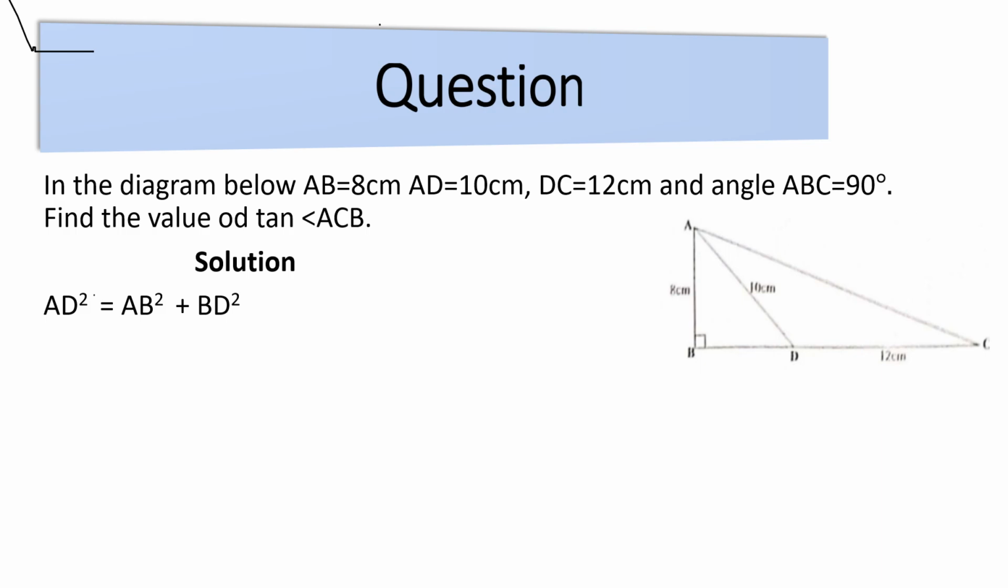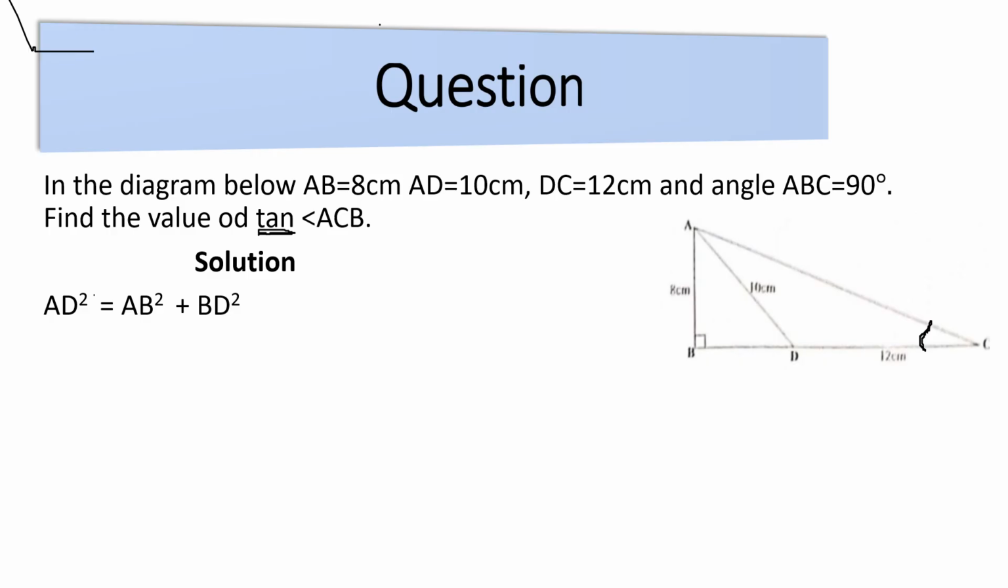Let's look at this question taken from 2025 paper 1 GCE. The question reads: in the diagram below, AB is equal to 8 cm, AD equal to 10 cm, DC is equal to 12 cm, and angle ABC is equal to 90 degrees. Find the value of tan angle ACB. This is the angle you're looking for, so from the three trigonometric ratios we use the one which has tan.